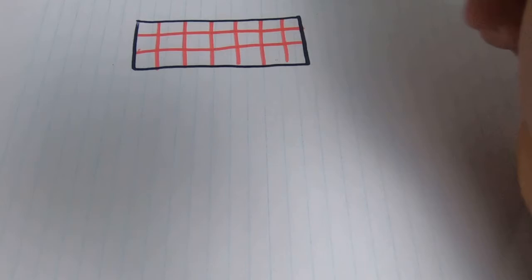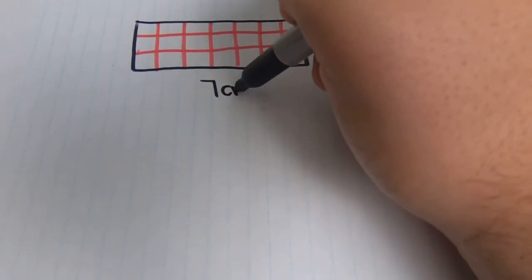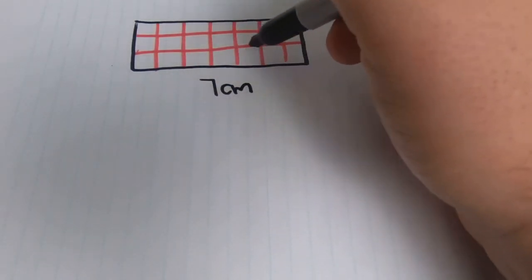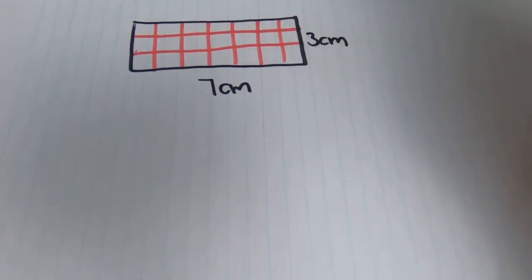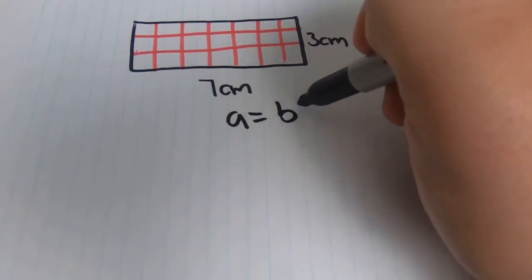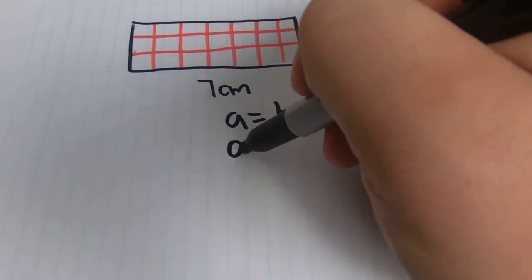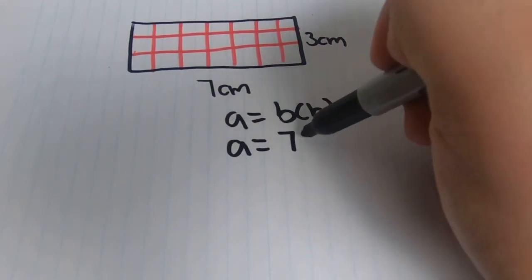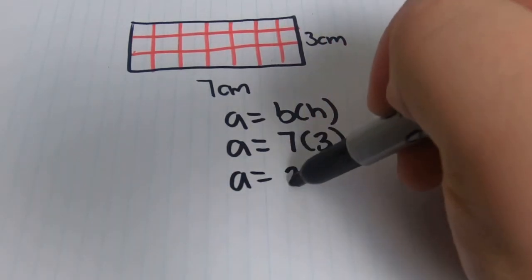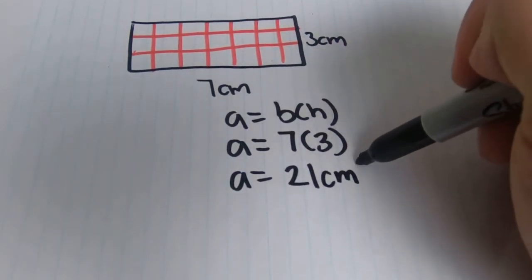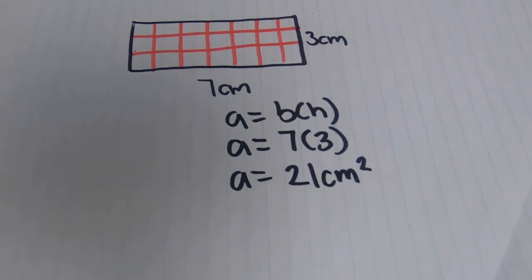Okay, guys, so if you counted here, you would have got 1, 2, 3, 4, 5, 6, and 7 centimeters as your base. And your height would have been 1, 2, 3 centimeters. Okay, so we would have gone area equals base times the height. Area equals, the base was 7, the height was 3. And finally, area equals 21 centimeters squared. So hopefully you were able to do that correctly.